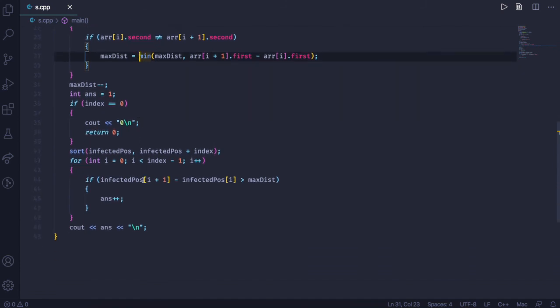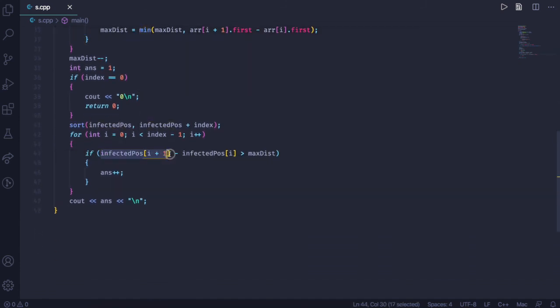So right here I'm essentially saying if the second cow minus the first cow's position is greater than maximum distance, that means that a new group has formed, because those two cows cannot infect each other.